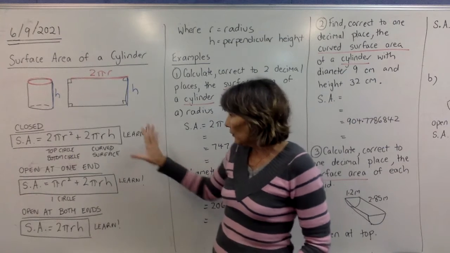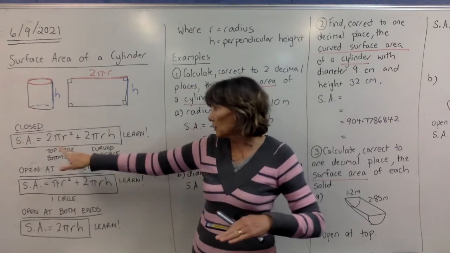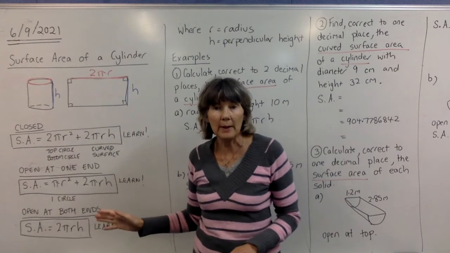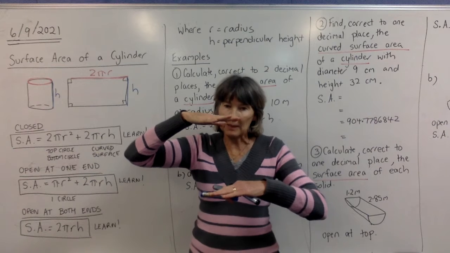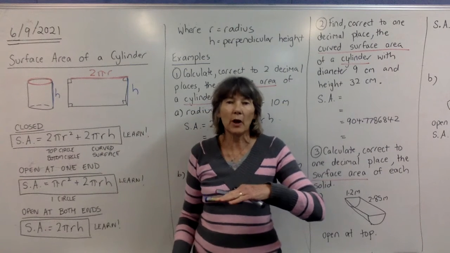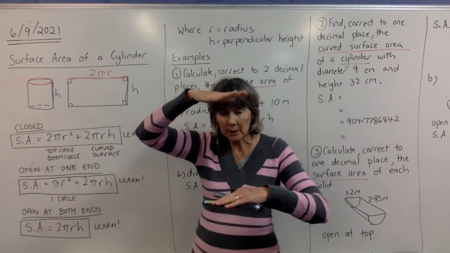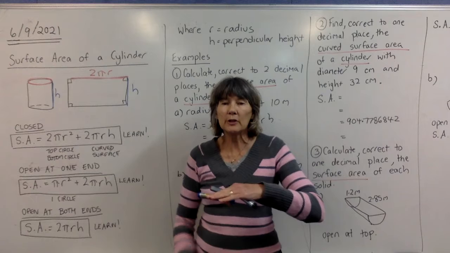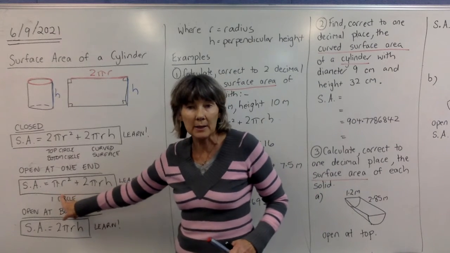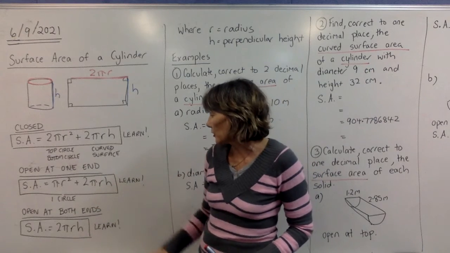Okay, so if it's closed, we have a top and a bottom circle, so it's a pi r squared plus a pi r squared, giving you the 2 pi r squared there. If it's open at one end, it means that one of those circles is missing. Now, often it's the top, okay, because you might have an open can or something. You've thrown the lid away. So the top might be missing. That means you've only got 1 pi r squared. So our formula becomes pi r squared plus the curved surface, which you still have, 2 pi r h.